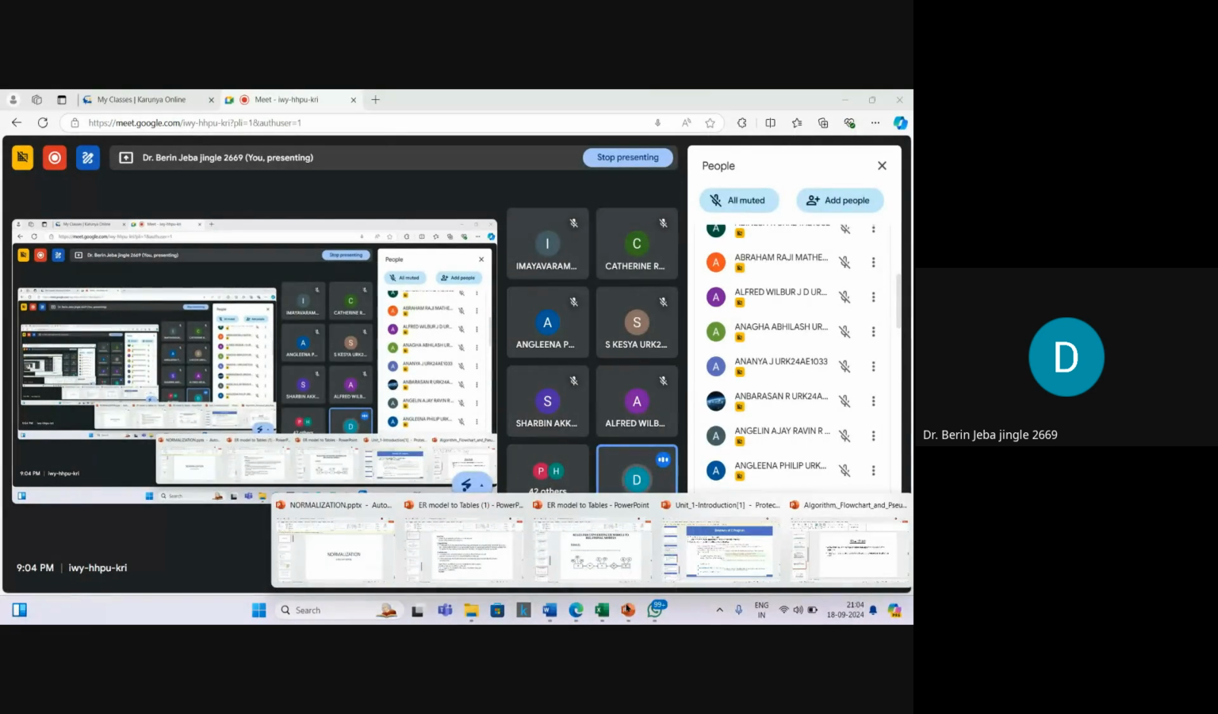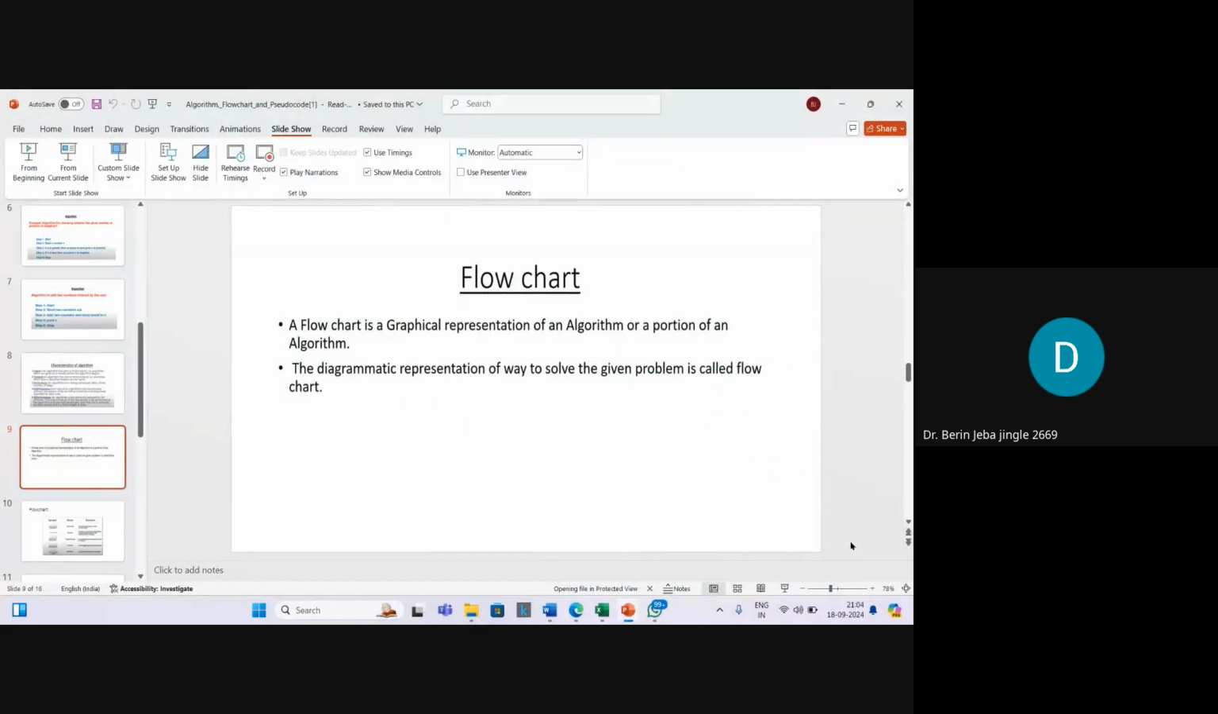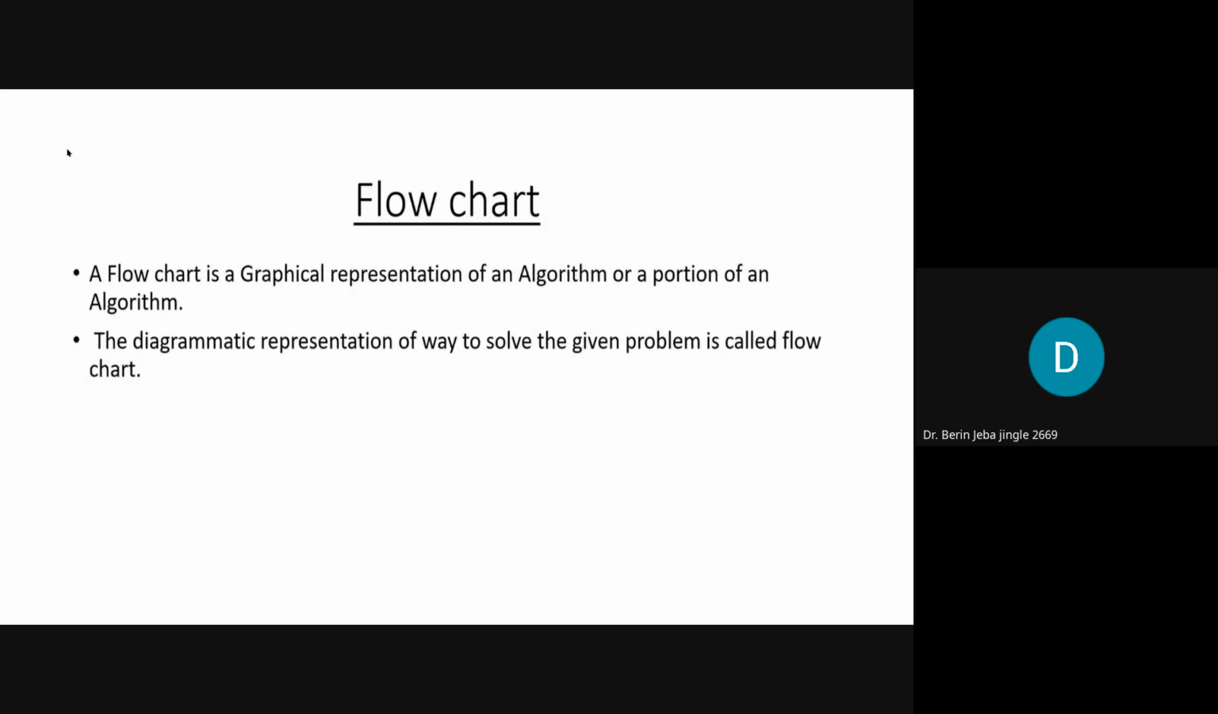Next we can go for the next one, flowchart. Very easy thing, flowchart. Flowchart is a graphical representation of an algorithm. Now we studied about the algorithm. The next step is flowchart. It is a graphical representation of an algorithm or a portion of an algorithm. Then it is a diagrammatic representation of how to solve a given problem.